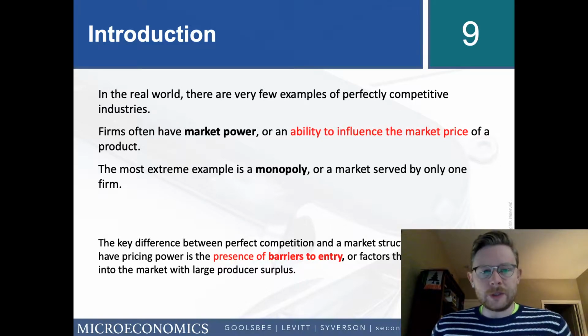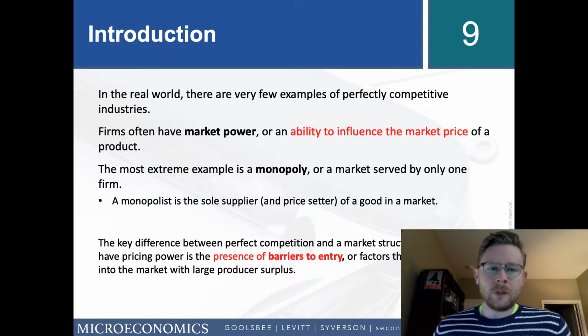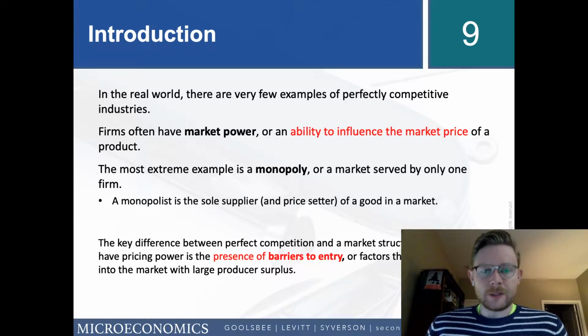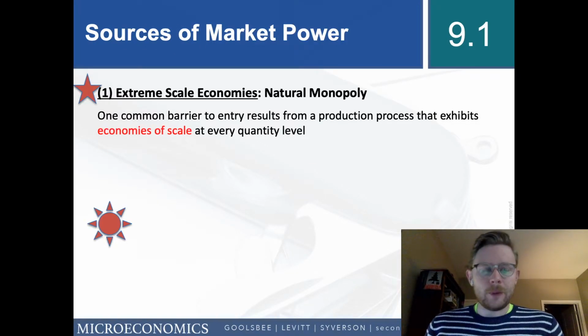We're going to first look at the most extreme example, which is a monopoly, or a market that's only served by one firm. A monopolist is the sole supplier and price setter of a good in the market. The key difference between a perfect competition market structure and any market structure where firms have price setting ability is the presence of barriers to entry, or factors that prevent entry into the market with large producer surplus. In 9.1 here, we're going to quickly go through 5 different sources of market power.